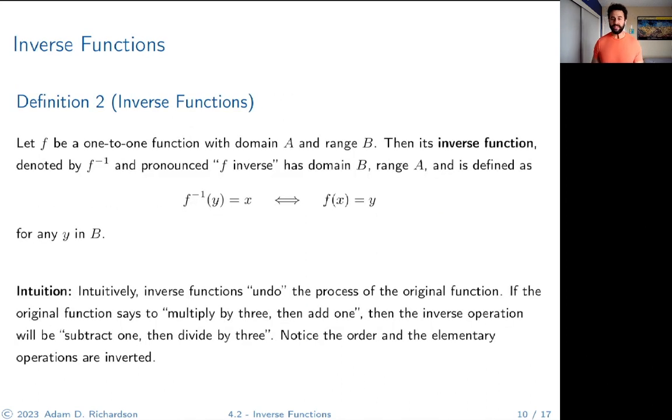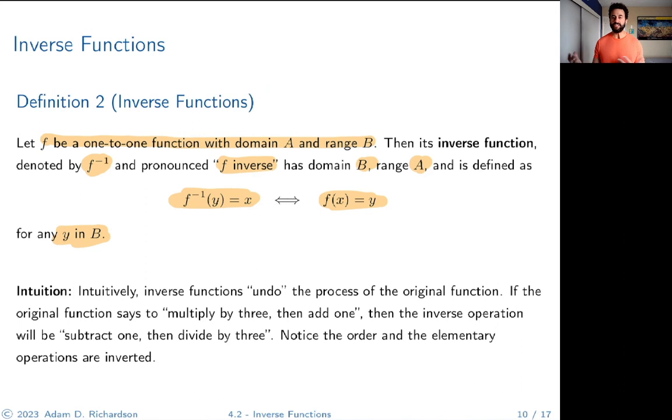All right, so now what is an inverse function? Let's start with a function that's actually invertible. Let f be a one-to-one function with domain A and range B. Then its inverse function is denoted with this symbol, and it's pronounced f inverse. And that inverse function has domain B and range A. So the domain and the range are switched for an inverse function. And how do we define the inverse function? It's defined like so: f inverse of y is equal to x if and only if f of x is equal to y for any y in B.